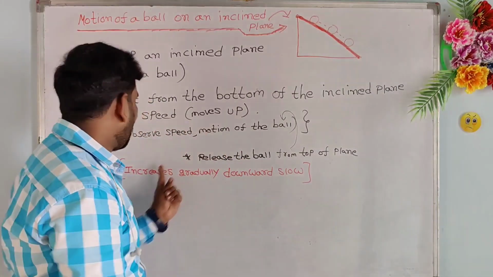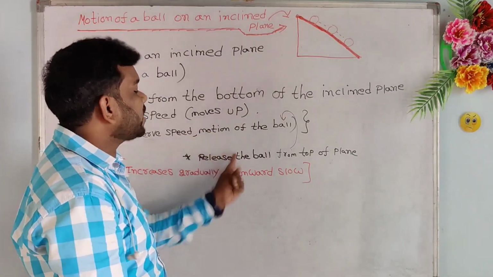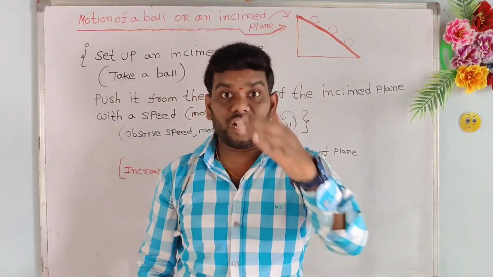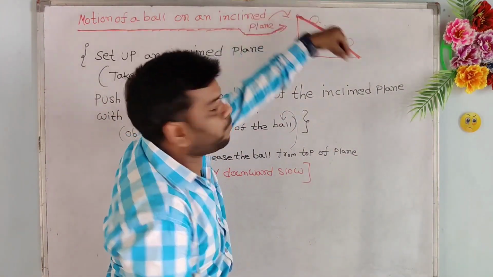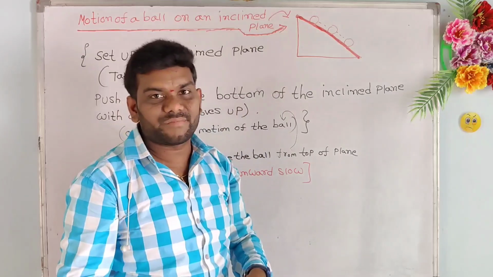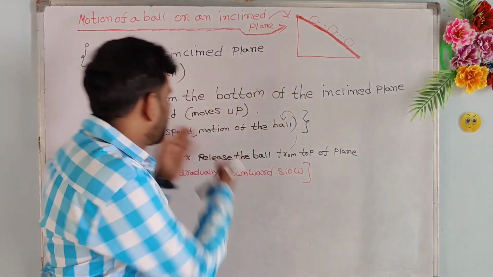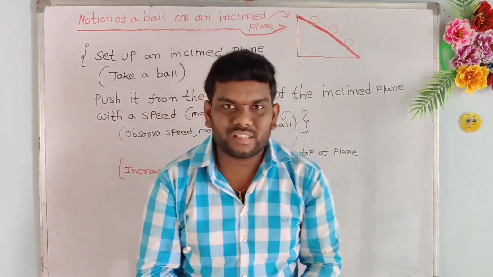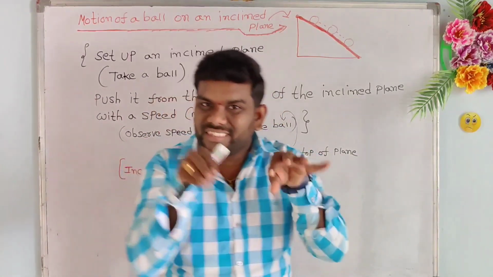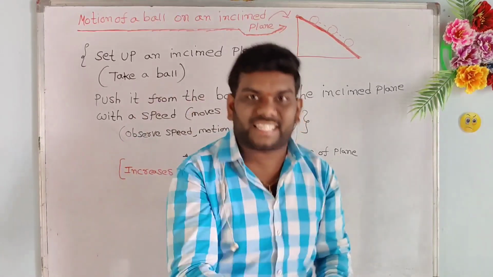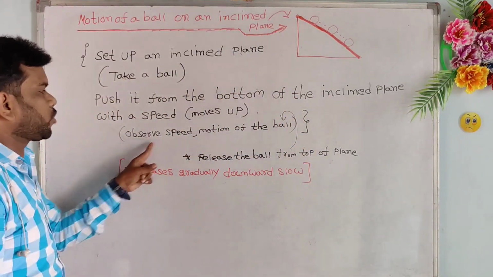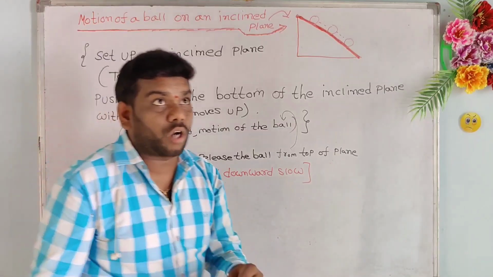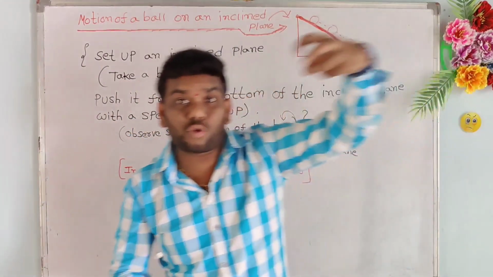Release the ball from the top of the plane. Yes, release the ball from the top of the plane. Now let it go from the top downward. Yes, again you observe the speed and motion of the ball. In this example, definitely observe the speed and motion of the ball in each case. One is bottom to up, another is top to bottom.